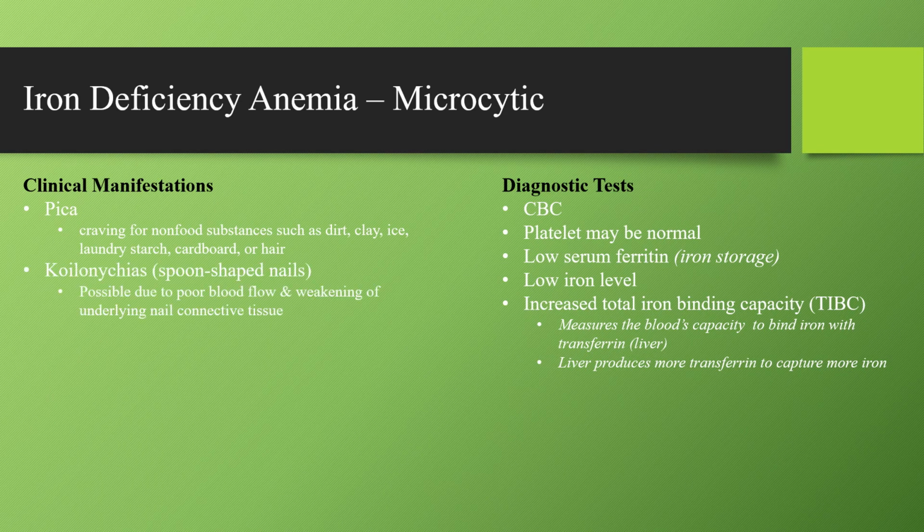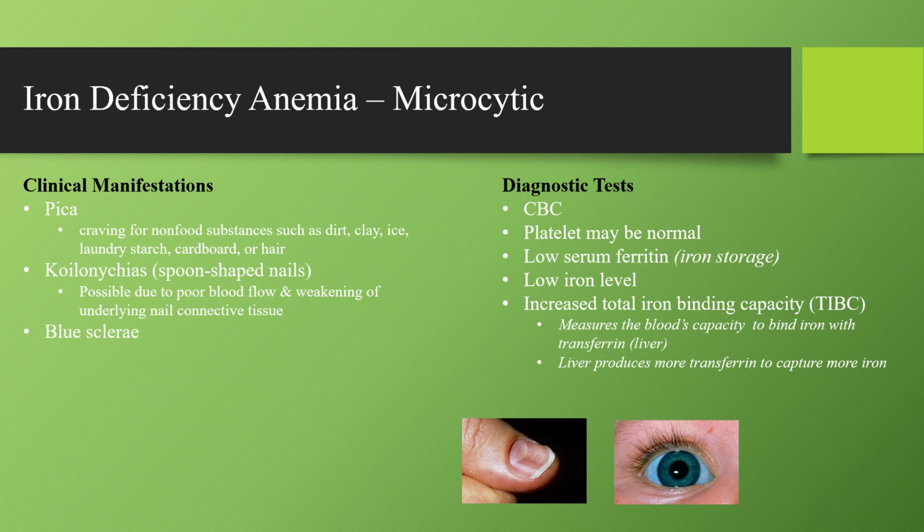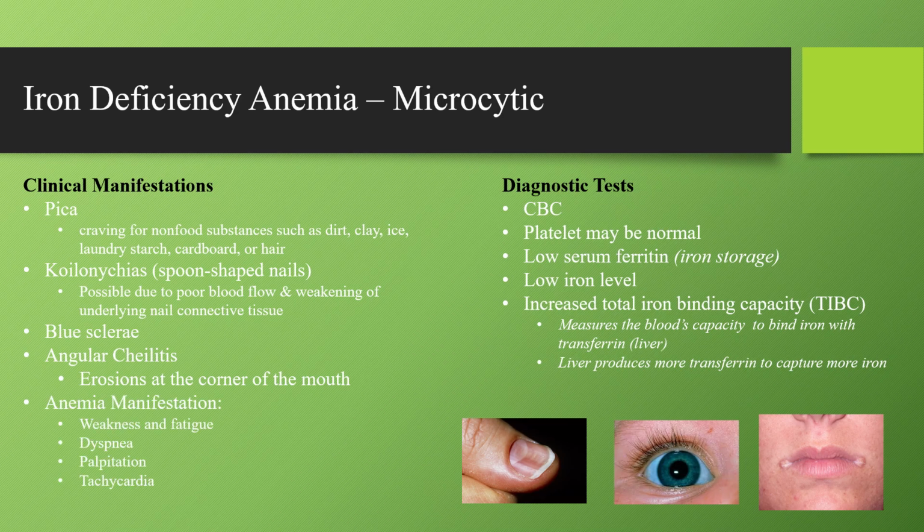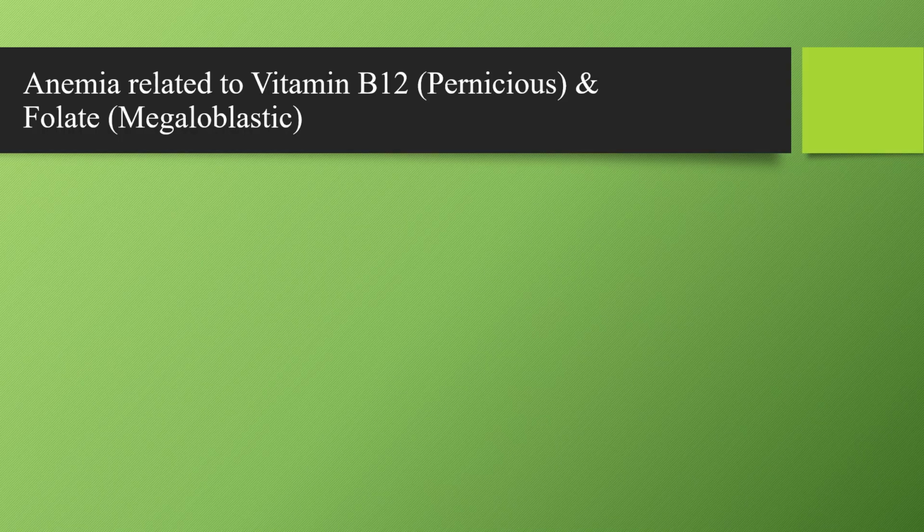So clinical manifestations, we talked about pica, spoon-shaped nails, and this is due to the poor blood supply and weakening of the nail connective tissue. We also see angular erosion of the corners of the mouth. And then with anemia, some of the other clinical manifestations may be dyspnea, weakness and fatigue, palpitations, and tachycardia.